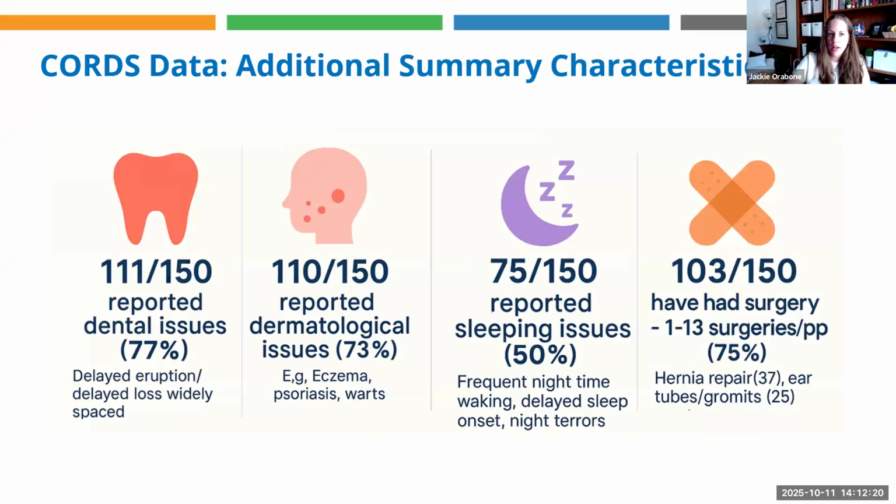And then just a little bit more additional summary characteristics, and this is not at all inclusive of everything that we collect, but 77% reported dental issues. That includes delayed eruption of teeth, followed by delayed loss, and some widely spaced teeth. Dermatological issues, 73% were reported, which includes eczema, psoriasis. And then 50% report sleeping issues, and a large percentage have had surgery, 75%, which include hernia repair and ear tubes.